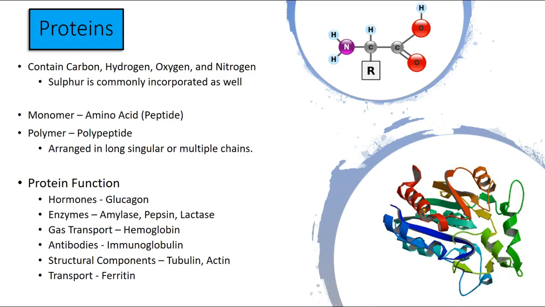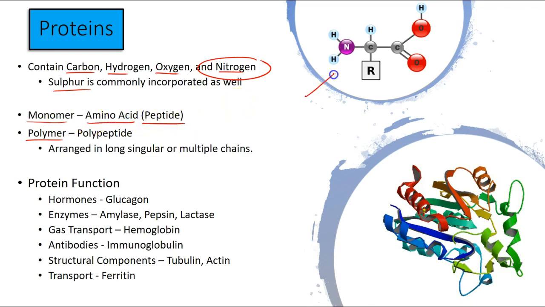Proteins, the third of the four classes, contain carbon, hydrogen, oxygen, and nitrogen. Nitrogen is the difference between carbohydrates and lipids. Sulfur can also be seen and is commonly incorporated as well. And again, just like in carbohydrates, we have monomer and polymer. Monomer is the single subunit of a particular molecule, and the single subunit of a protein is the amino acid, otherwise known as peptides.